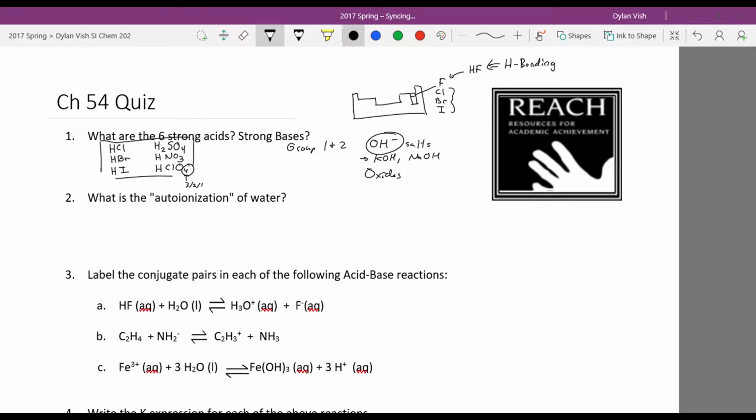Alright, going on to number 2: what is the autoionization of water? Autoionization is kind of what it sounds like. We see this word auto, and if you're a biology person, you've seen this a lot, but even if not, think of an autobiography, a biography by yourself. In this case it is self-ionization. We know what ionize means: it means to go from something into its ions.